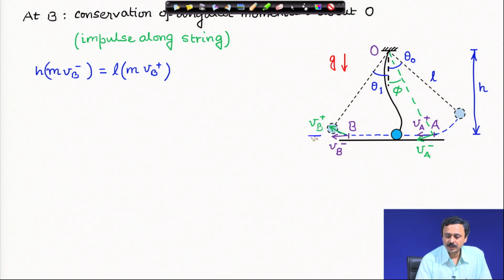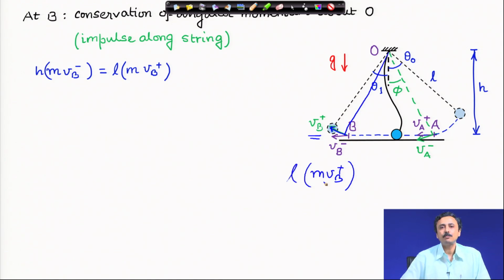this velocity v b plus, just after the impulsive force has acted, is moving in an arc, just like a pendulum does. Therefore, this velocity must be perpendicular to the string. Linear momentum just after the impulsive force has acted is m v b plus, and the moment of linear momentum is the perpendicular distance from this, and that is equal to L. That is the moment just after the impulse, and just before the impulse it is h times m v b minus.